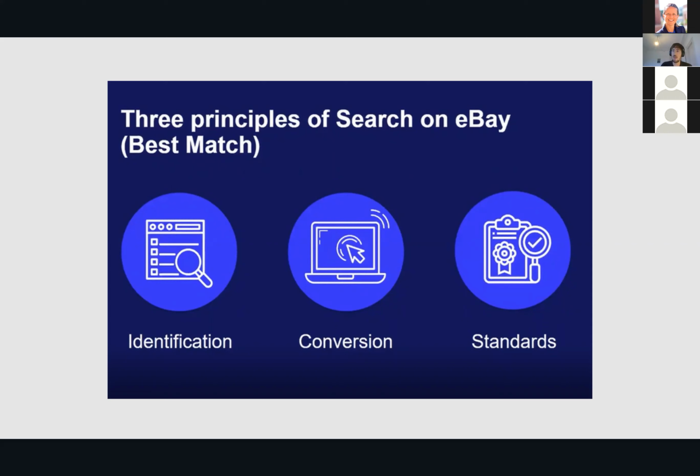So what eBay does is it looks at a seller's history and it looks at how many times people have clicked on the product and how many times people have bought the product. And based on whoever has the better conversion metrics, that seller will rank higher in search. And then finally, we have standards.